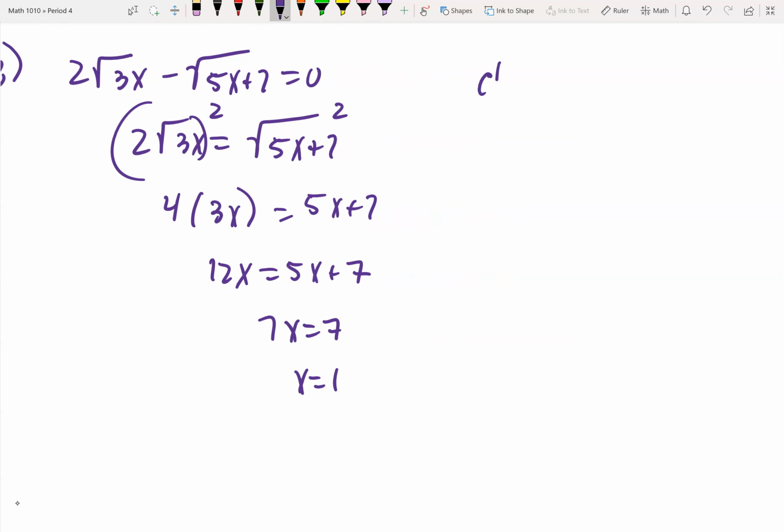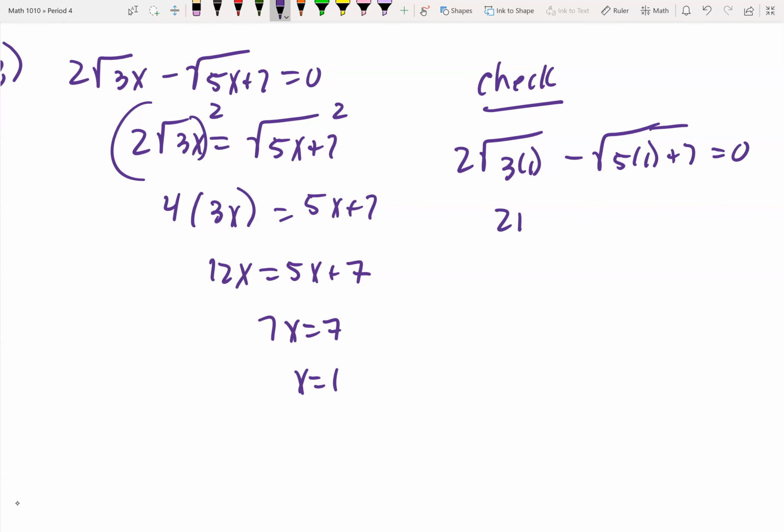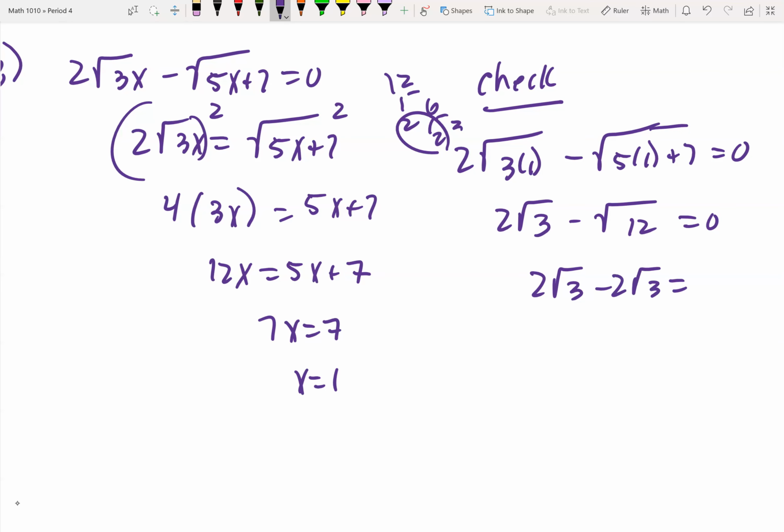I squared both sides, so I have to check. So I go 2 square root of 3 times 1 minus the square root of 5 times 1 plus 7 is equal to 0. This is 2 square root of 3 minus the square root of 5 plus 7, which is 12. Is that equal to 0? Well, 12 is 2 times 6 and 2 times 3. So those come out. So it's 2 square root of 3 minus 2 square root of 3 equals 0. Totally checks out. That's your answer.